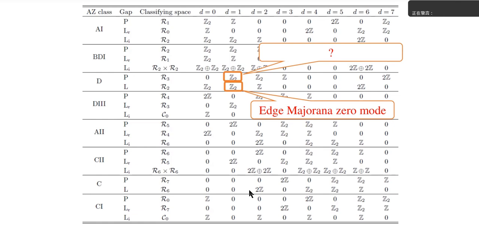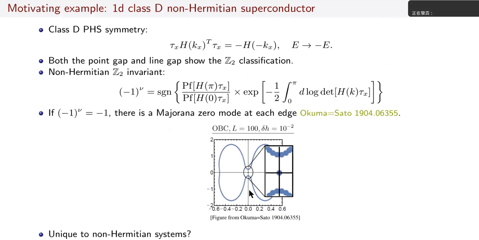What is the meaning of this Z2? Actually, this is the same as the Hermitian case. Class D particle-hole symmetry is a constraint on the spectrum as follows: E is mapped to minus E. Then zero energy is special, protected by this type of particle-hole symmetry. That means a Majorana zero mode is robust, even if non-Hermitian perturbation exists.